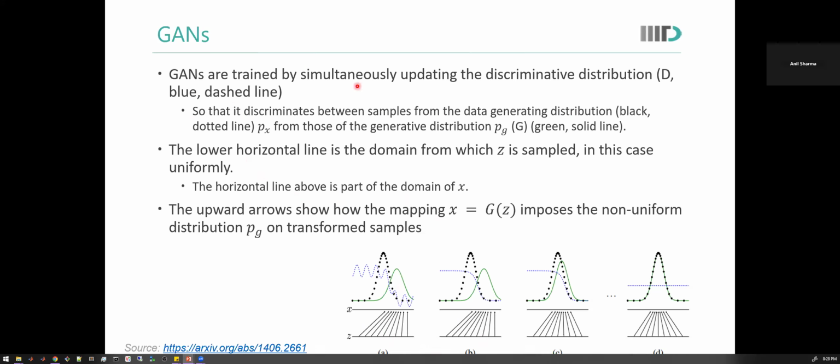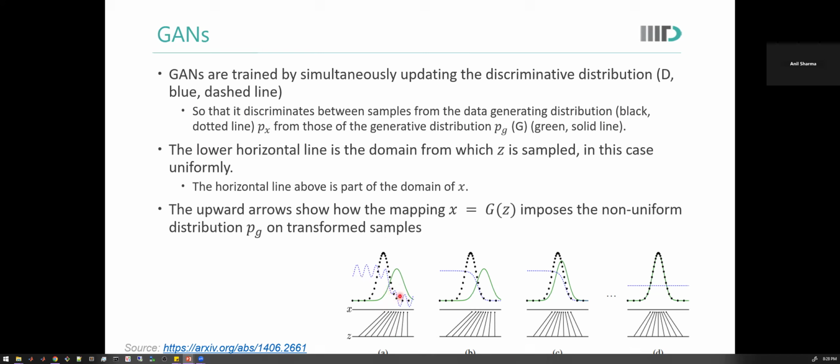GANs are trained by simultaneously updating the discriminator D, which is the blue dashed line, so that it discriminates between samples from the data generating distribution. The data generating distribution is the black dotted line, which is the original distribution. We are giving a hypothetical example, and this is given by the original GANs paper. So this is the original distribution of the data.